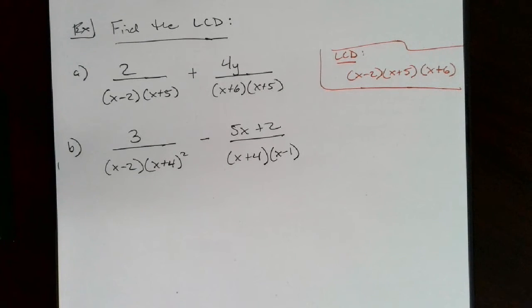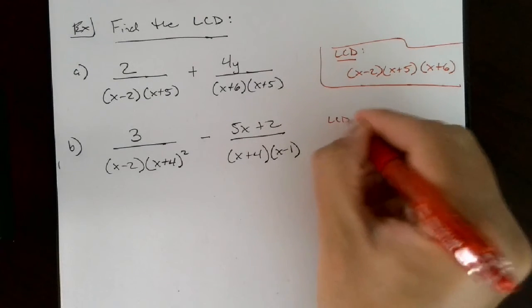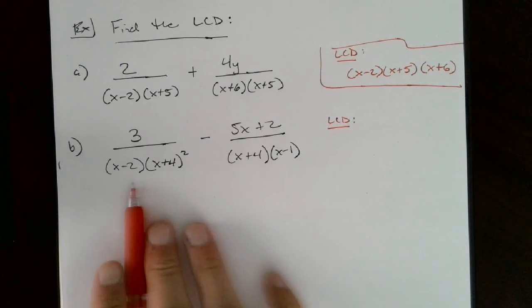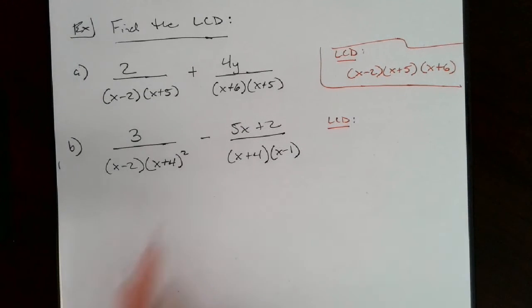So again, I'm not adding or subtracting yet. I'm just trying to find the LCD, right? That's what directions say to do. To find the LCD, first thing you want to do is factor your denominators completely. These are already factored, which is good, because then you don't have to do it yourself. If you had to factor this yourself, make sure you do.